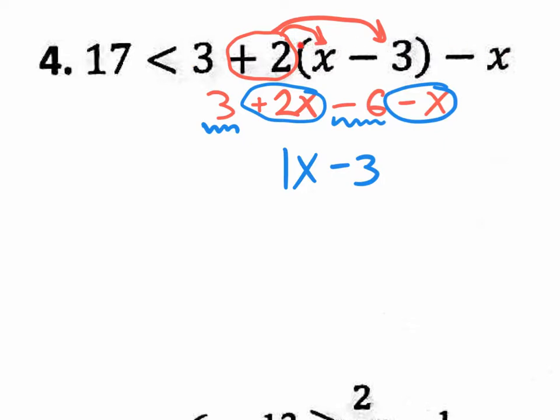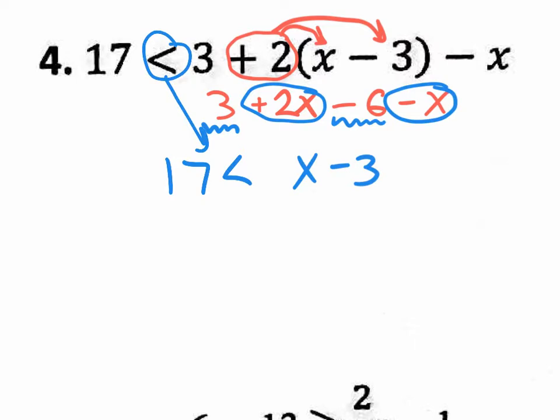I've simplified all this junk up here. It became 1x minus 3. And like I said, you don't even need the 1. I'm going to erase the 1. Let me bring down the rest. I have the inequality, I'm just going to bring it down. I have the 17. I almost have x by itself. I need to do one more step.